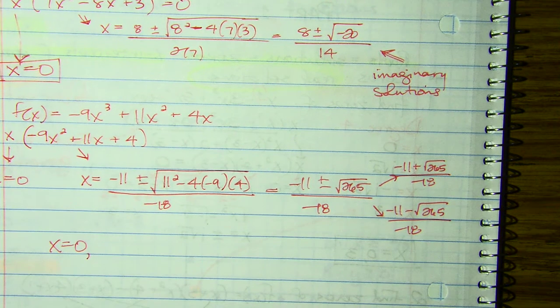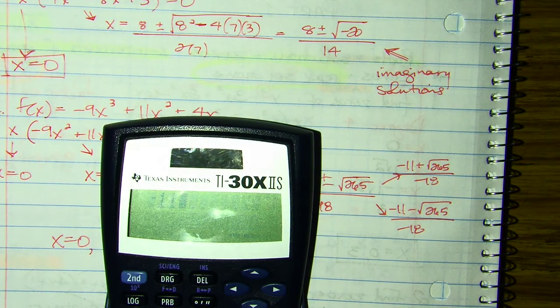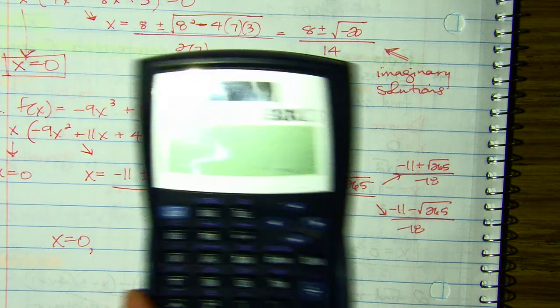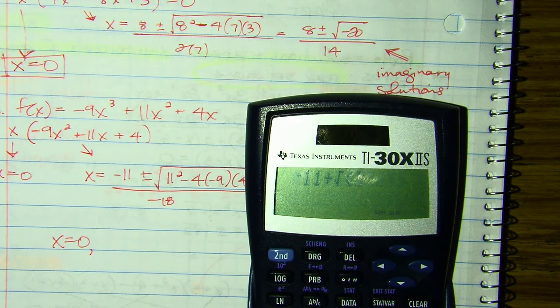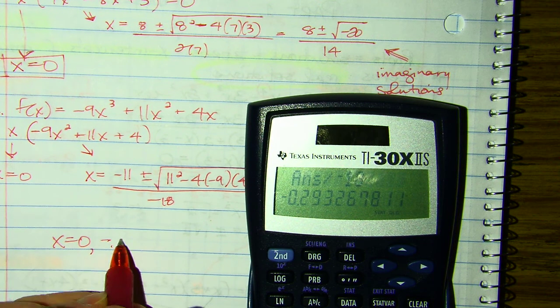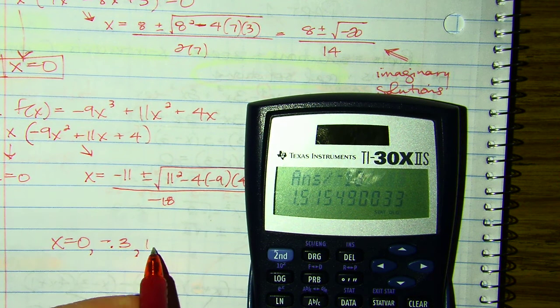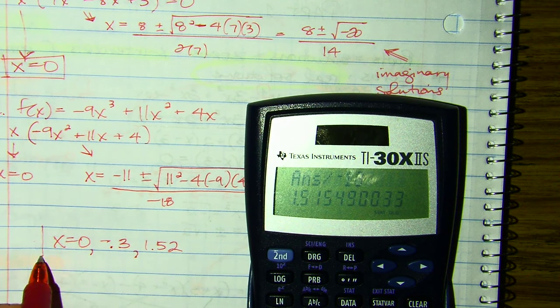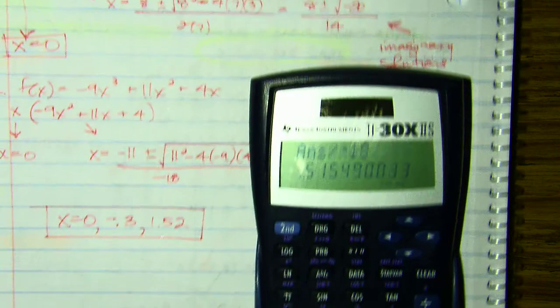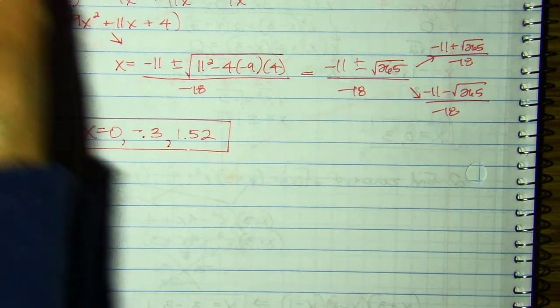If you enter the top, let me grab my calculator. Where is it? So -11 plus the square root of, let me get out of the glare, 265 divided by -18, and I get -0.3. And the next one, -11 minus the square root of 265 divided by -18, and I get 1.52. And so there are my three solutions. And none of them involve i, so I'm including all three.